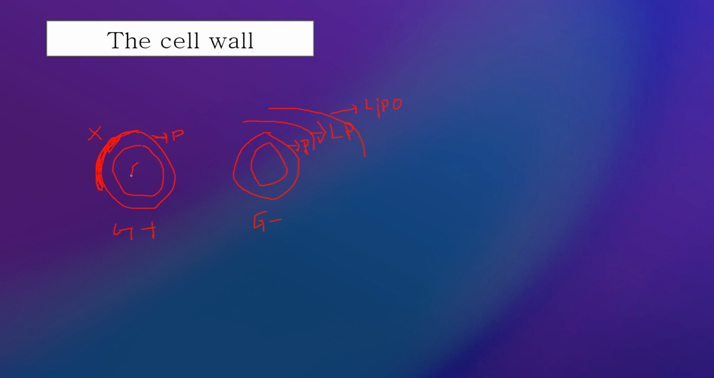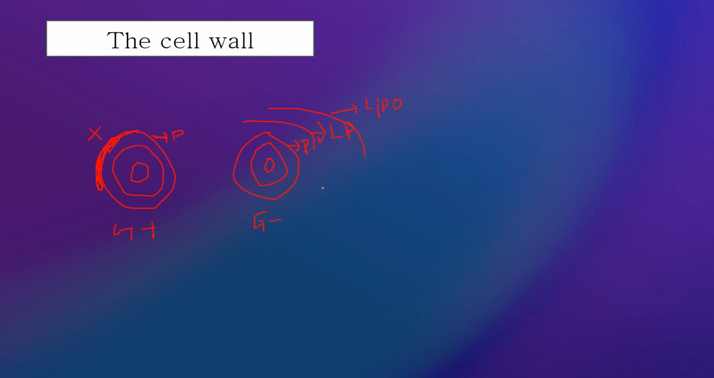Then this is the cell of gram positive bacteria, and this is the cell of gram negative bacteria. That's why we can distinguish gram positive and gram negative bacteria, because of the different composition of the cell wall. We can distinguish them with the help of the staining technique.